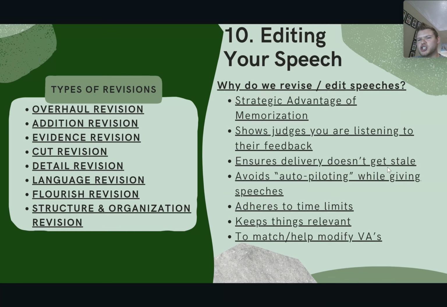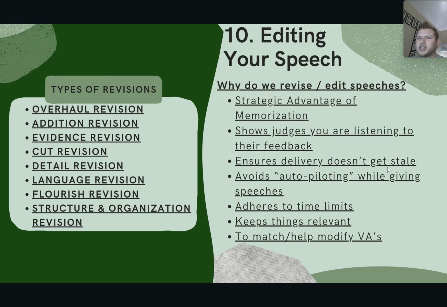It also shows judges that you're listening to feedback. If you compete in the same circuit, whether it's national or local, the whole year, and you get judged by the same people over and over again, and they feel like the speech is the same every time, no matter what feedback they give you, they're going to start ranking you lower and lower in favor of the people who started doing rough and then started getting better.